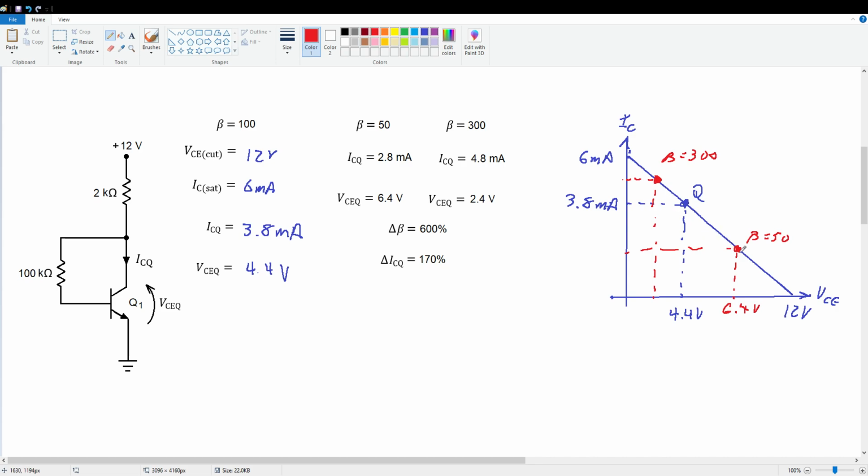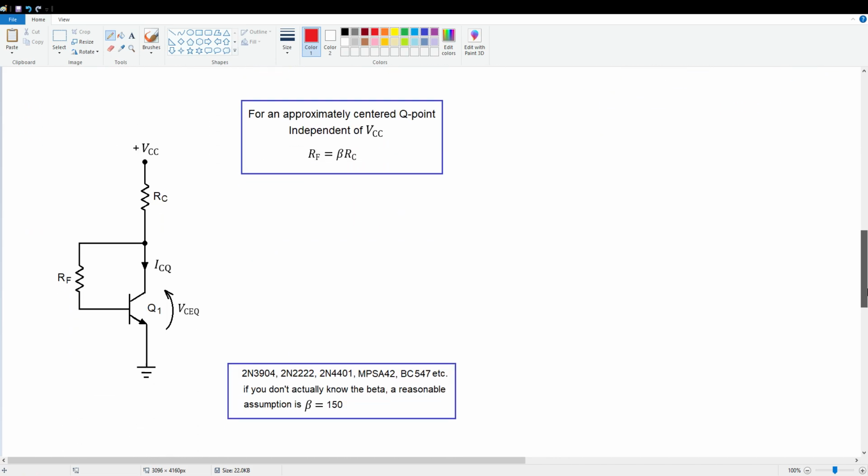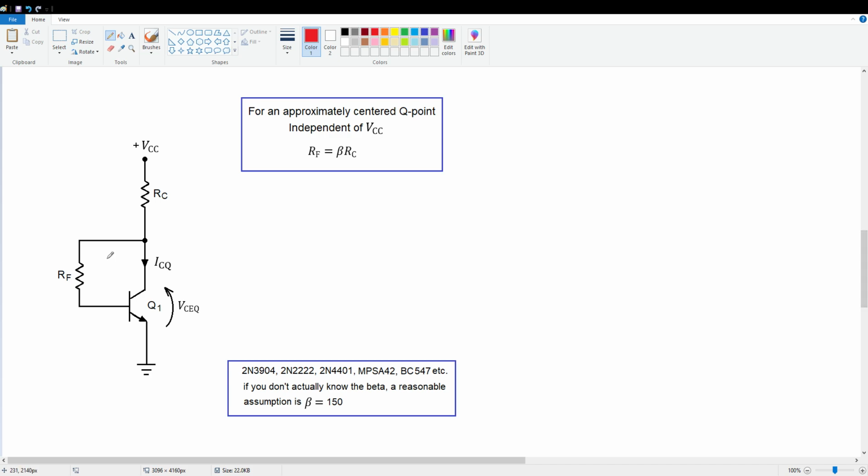Now that brings me to the next point that I want to make, and that is, it's pretty easy to design this circuit for a centered Q point. We haven't talked much about design, but this one is so easy that I figure I'll throw some design stuff in here. For an approximately centered Q point that's independent of VCC, set RF equal to beta times RC. So if we had a beta of 100 and RC was 1K, we'd make RF 100K, and we should get a relatively centered Q point.